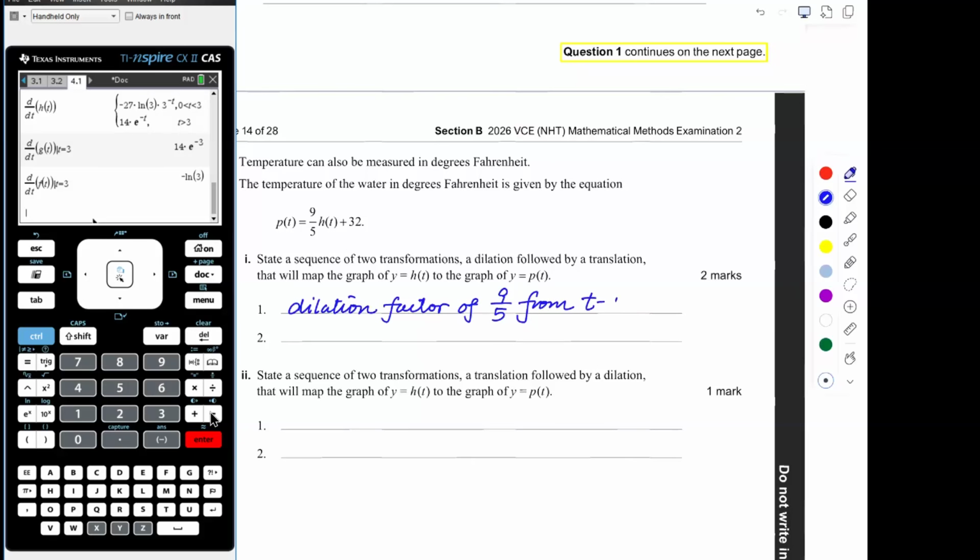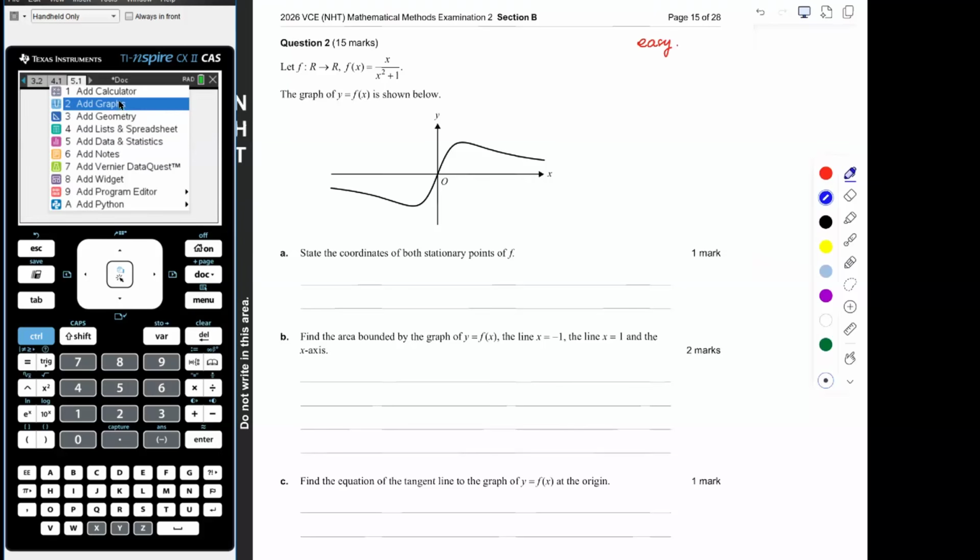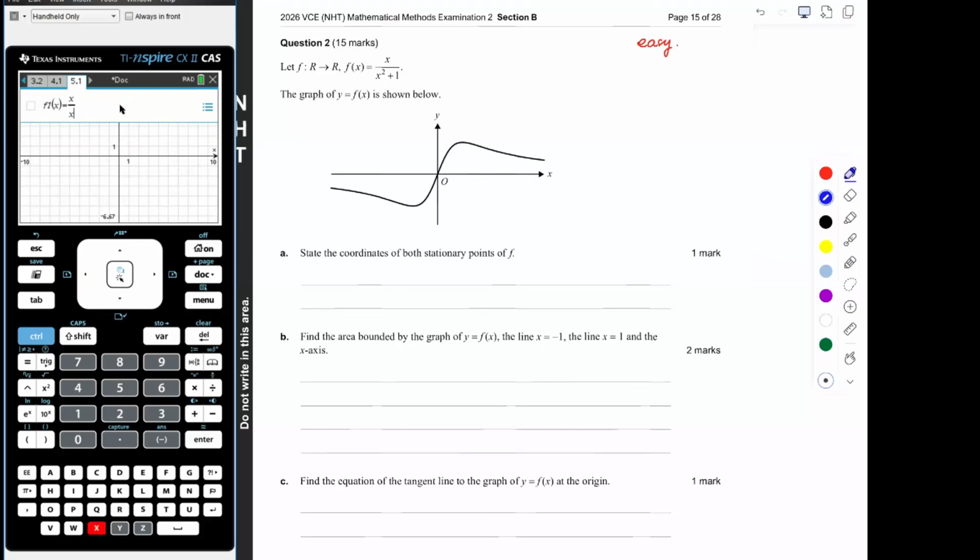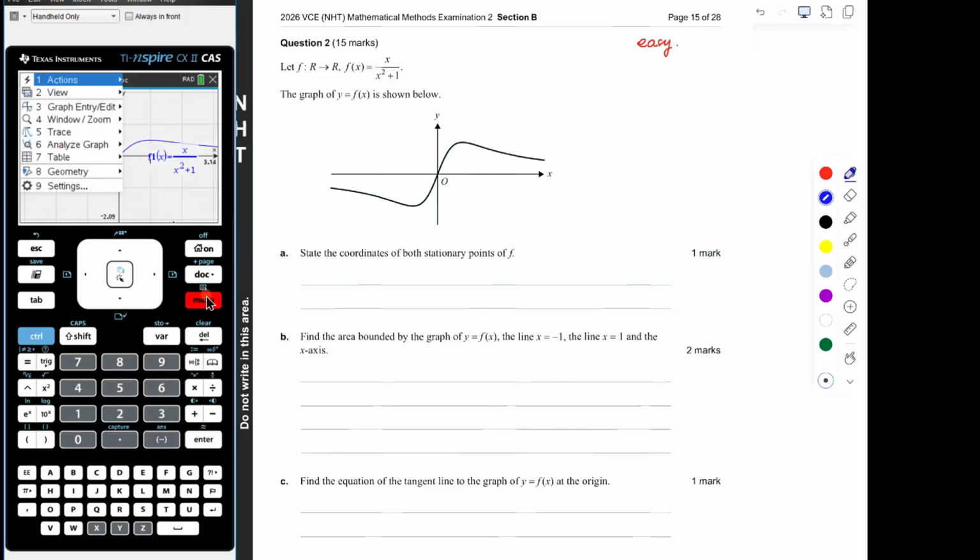Seems fair. Let's move on and have a look at question 2. A lovely function to work with: x over x squared plus 1. We need the coordinates of both stationary points, the area bounded by the graph, x equals -1 and 1, and the x-axis. So if you plot the graph of x over x squared plus 1 and zoom in a little bit, it looks like the turning points will be (1, 0.5) and (-1, -0.5), I suppose.